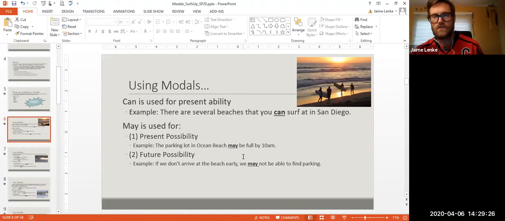May is also used for the present, but we use it for a possibility. The example I've used here is that the parking lot in Ocean Beach may be full by 10 a.m., right? It doesn't mean that it will be, but there's a possibility that right now, if it's a beautiful sunny day, the parking lot's going to fill up, right? Or if you went to Costco right now, the parking lot may be full because it's later in the day and maybe people want to run some errands before all this rain hits. Again, it does not mean that it is really full, but it may be full.